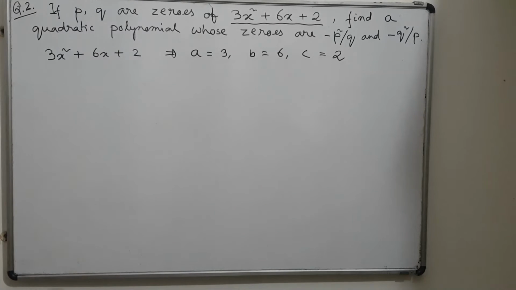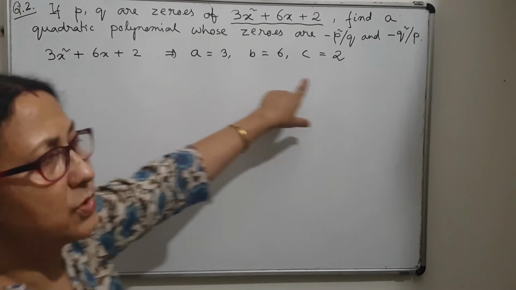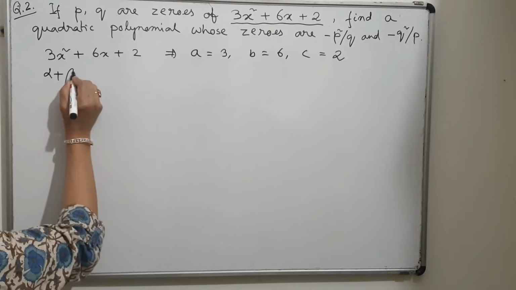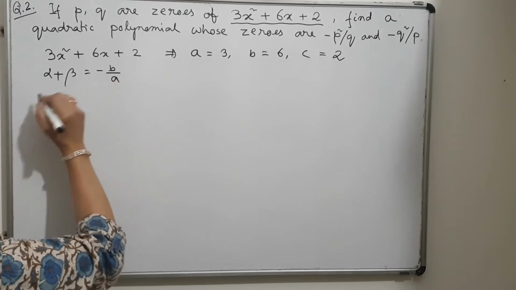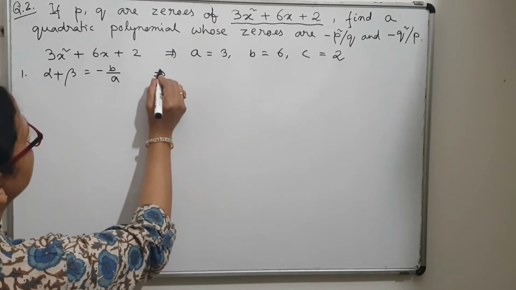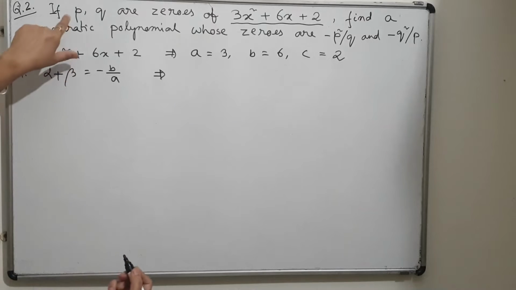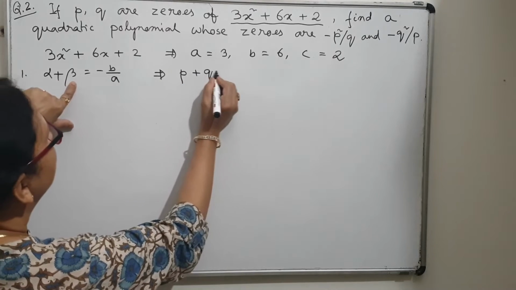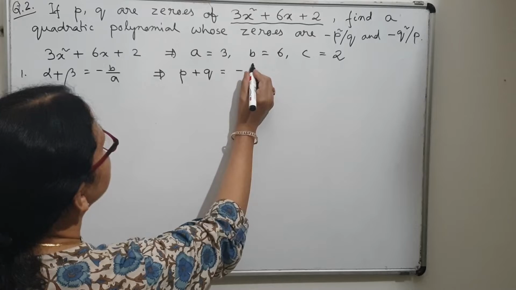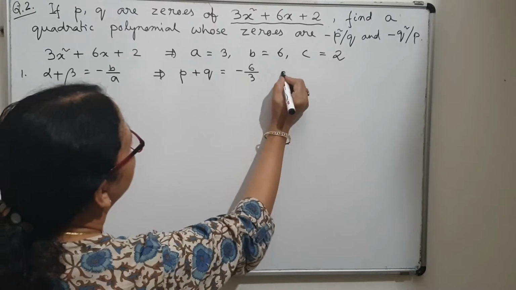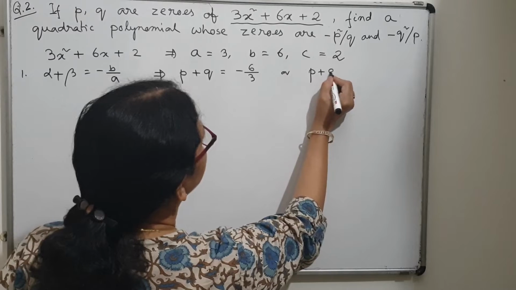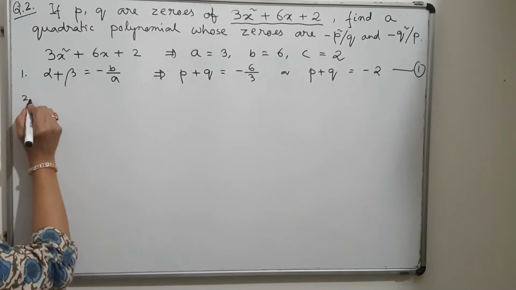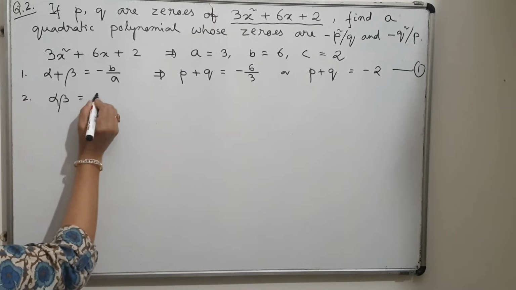That you know, how do you get it? ax square plus bx plus c. In this we get the coefficients. And we know the sum of the zeros, that is alpha plus beta, is minus b upon a. Relationship, first relation. So p and q are the zeros. So alpha is your p and beta is your q, is equal to minus b, which is your 6, upon a, which is 3. So I am getting an equation p plus q is equal to minus 2. First equation. Then let us come to the next relation, that is the product of the zeros, that is c upon a.